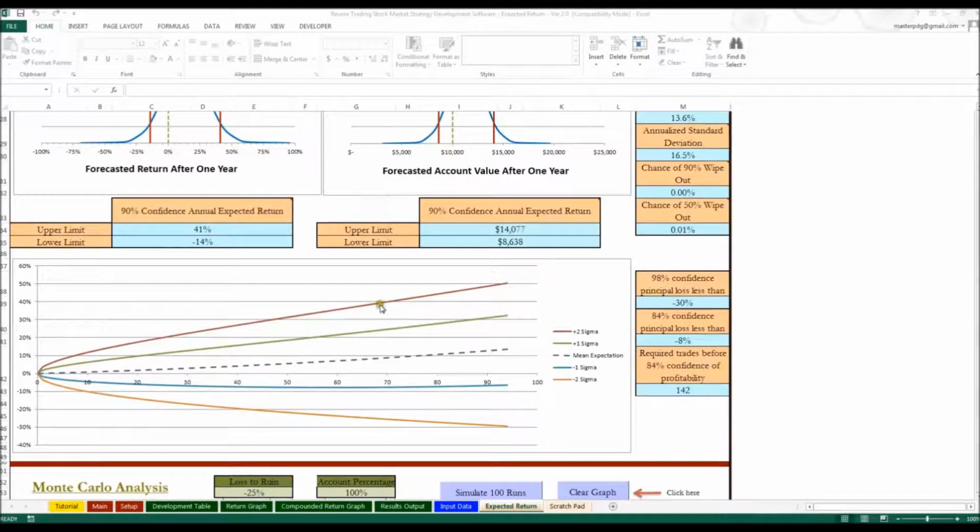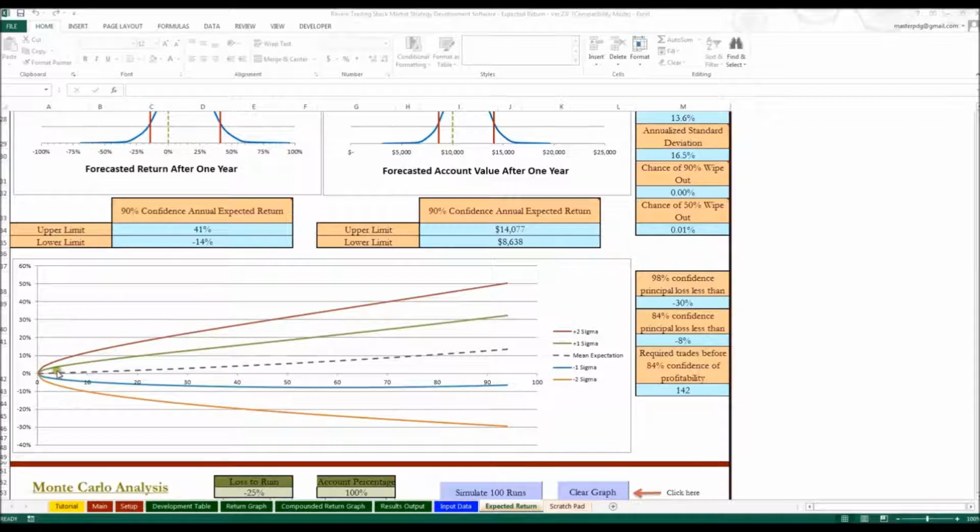Another graph we can look at here is the mathematical expected return of the strategy. And as expected, the purple dotted line shows a positive bias upward as time goes on. And these are actually in trades. So here's 20 trades, 30 trades, 40 trades, 50 trades, like that. So that's good to see.